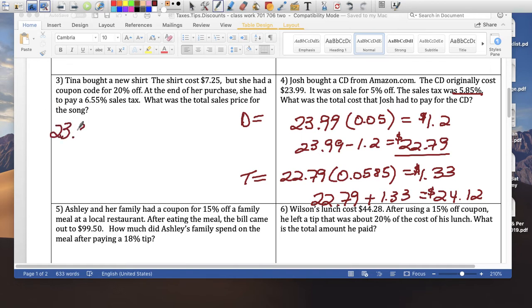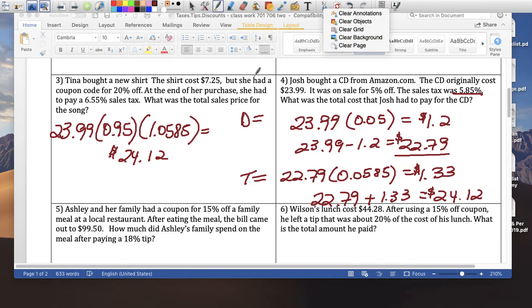could have done 23.99 times 5% off, so it means 0.95, and then times 1.0585, and if you multiply those three, 23.99 times 0.95 times 1.0585, you would have gotten $24.12 rounded. So you notice that this method equals this method. You will have test questions that will require you to understand this method. So don't disregard it completely.